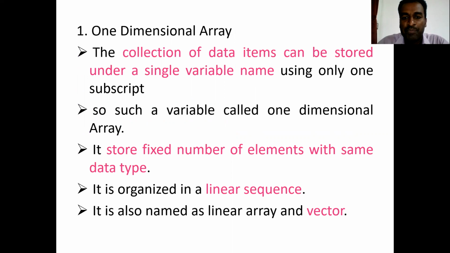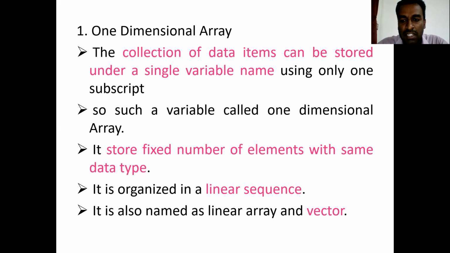For example, we want to store a number of elements in a single variable. That means you have to create a subscript. The subscript is nothing but the size of the array. Within that size, we have to store the elements in the array. Such a variable is called a one-dimensional array, because we have only one subscript.